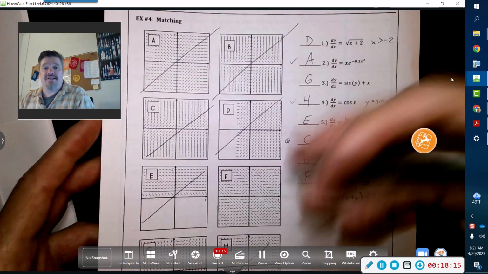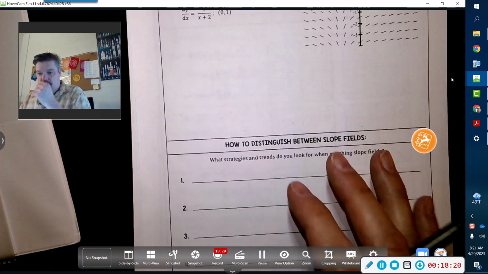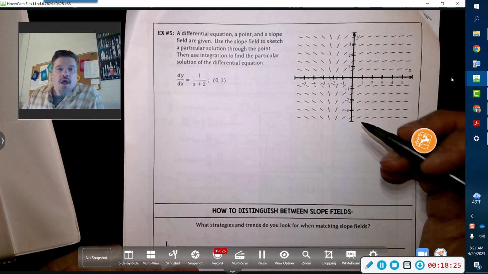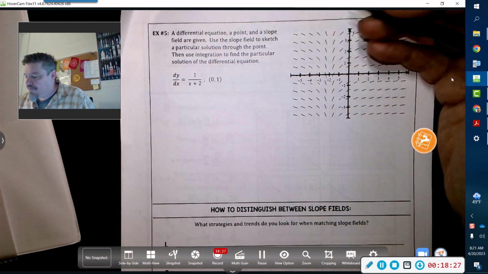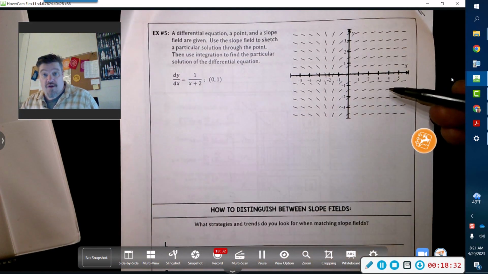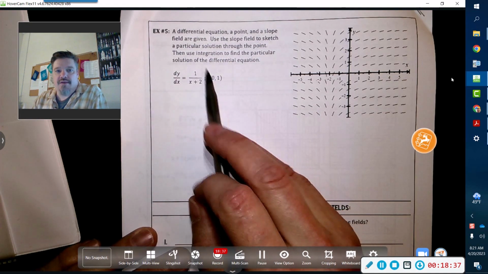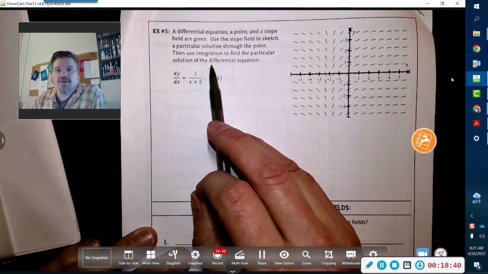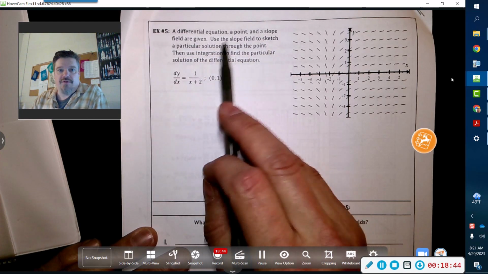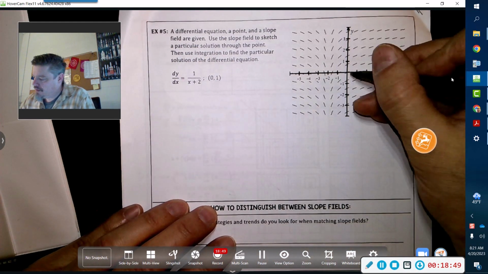All right, now this was an important piece. We're kind of running out of time here. This is a long one. This one right here, we've got a differential equation at a point, 0, 1, and we got this guy. It's already graphed for us. We're going to use a slope field to sketch a particular solution through that point, and then use integration to find the particular solution of the differential equation. Particular solution through the point, then use integration. Okay, so we've got 0, 1.